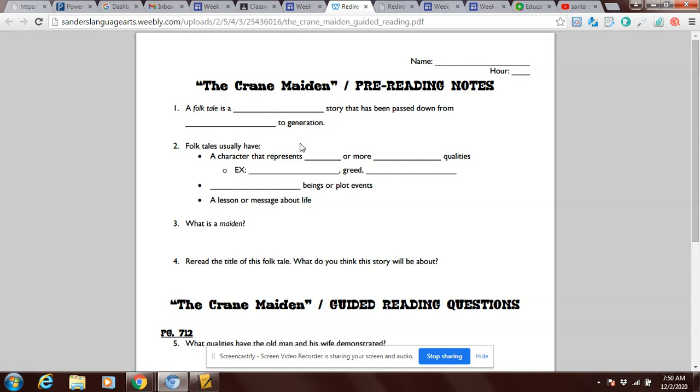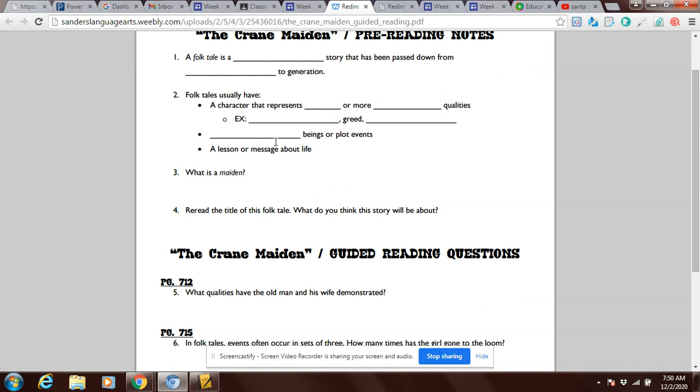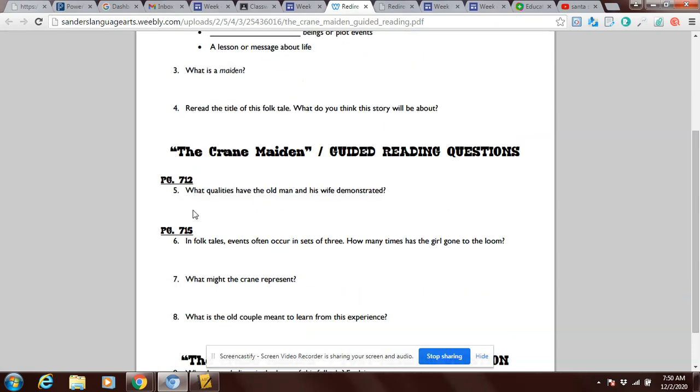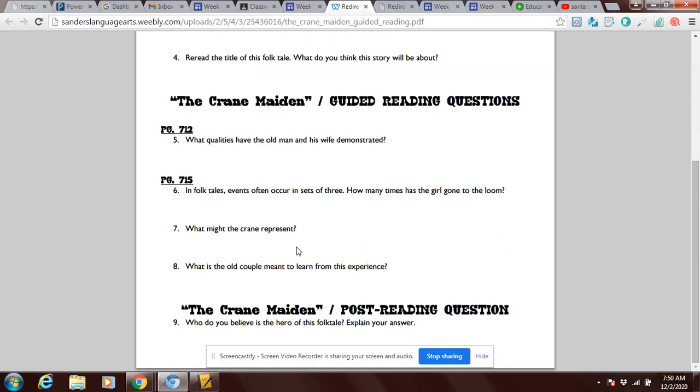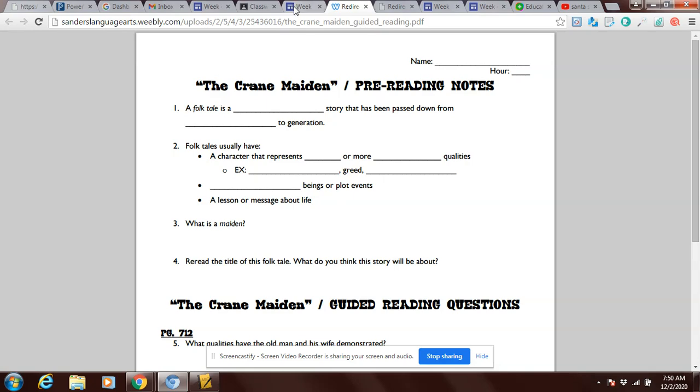This is the exit ticket question for yesterday. That's on Google Classroom. A folktale usually has a character that represents blank or more blank qualities. Okay, so watch the video and fill this in. And then as you read, you need to answer these questions. What qualities have the old man and his wife demonstrated? And we'll go over those. Today is Wednesday, so we'll go over these tomorrow. So make sure that you have this done before tomorrow, because I don't want to give you the answers. I want to make sure that you do those yourself.